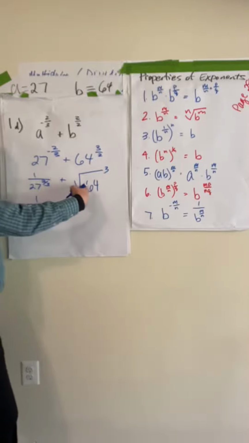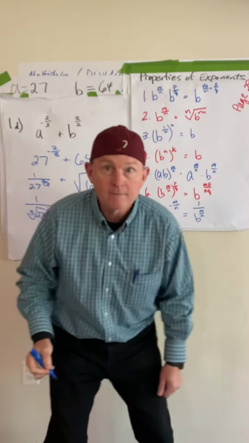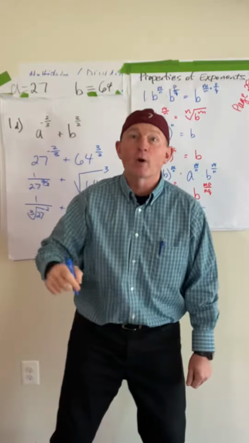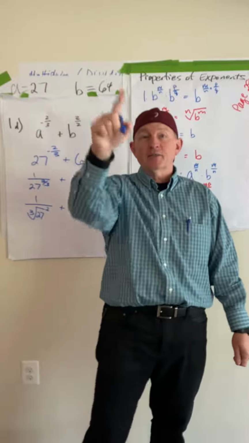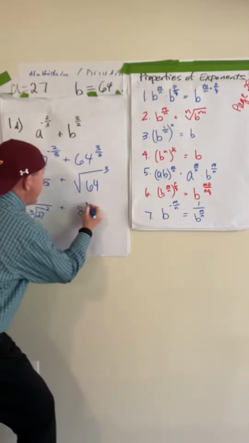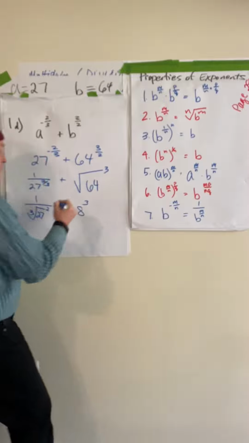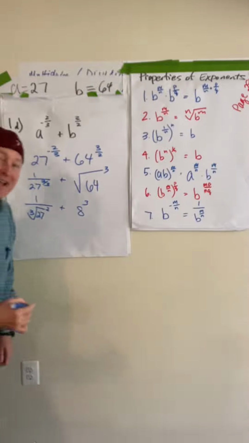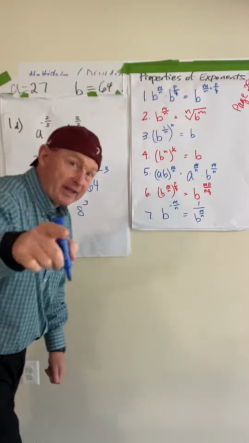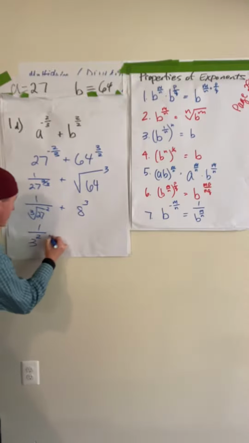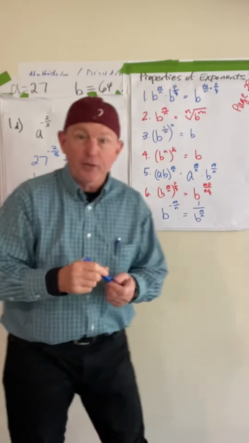And then we can do this one. What's the square root of 64? Anyone? Yeah, what's the square root of 64? 8. 8 is correct to the young man in the back row. So that's going to be 8 cubed. So I have 1 over the cubed root of 27 squared. So the cubed root of 27, that's going to be 3. Right. So this is 1 over 3 squared plus 8 to the 3rd power.